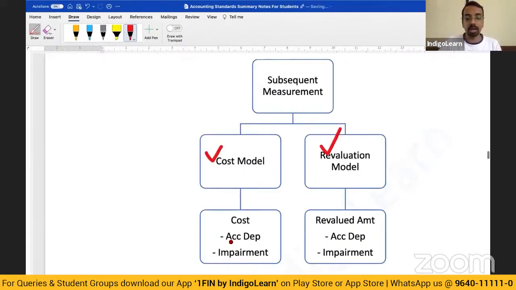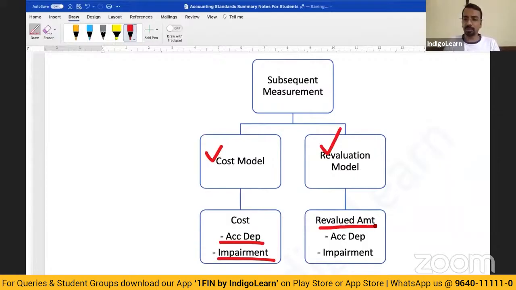Then whatever is the accumulated depreciation and whatever is the impairment. Impairment is not a part of your group one, so don't worry about it. Impairment basically means the asset will not be giving us benefit to the extent we had expected. So under the cost model, you will measure that asset initially at cost, reduce accumulated depreciation and reduce accumulated impairment. Under the revaluation model, you will calculate something called the revalued amount.